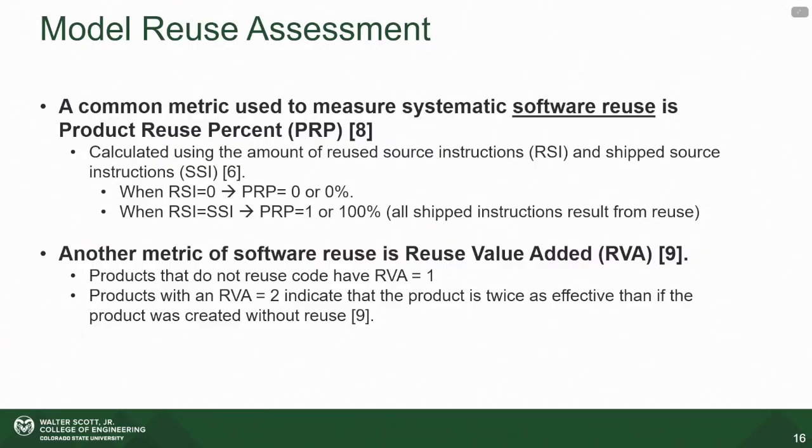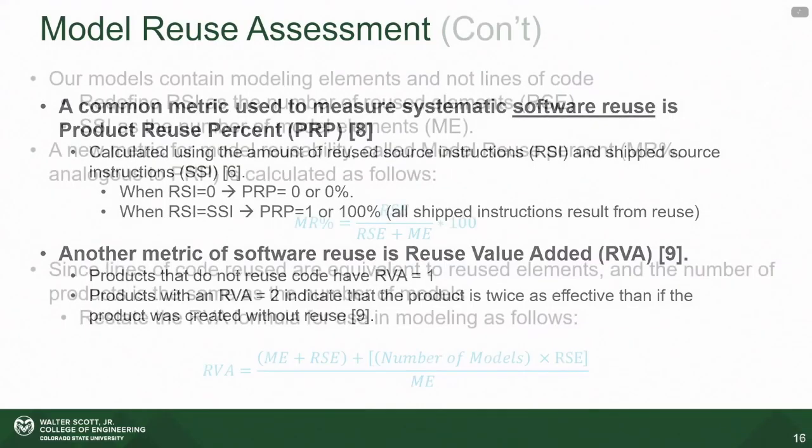Another metric used in software reuse is the reuse value added metric, or the RVA. This particular metric evaluates the potential benefits of consuming and producing reusable software, and is based on the productivity index that determines the effectiveness of reuse across multiple products. Products that do not reuse code have an RVA of 1, while an RVA of 2 indicates that the product is twice as effective than if the product was created without reuse. So the total effectiveness of the product developed is higher when the RVA score is higher.